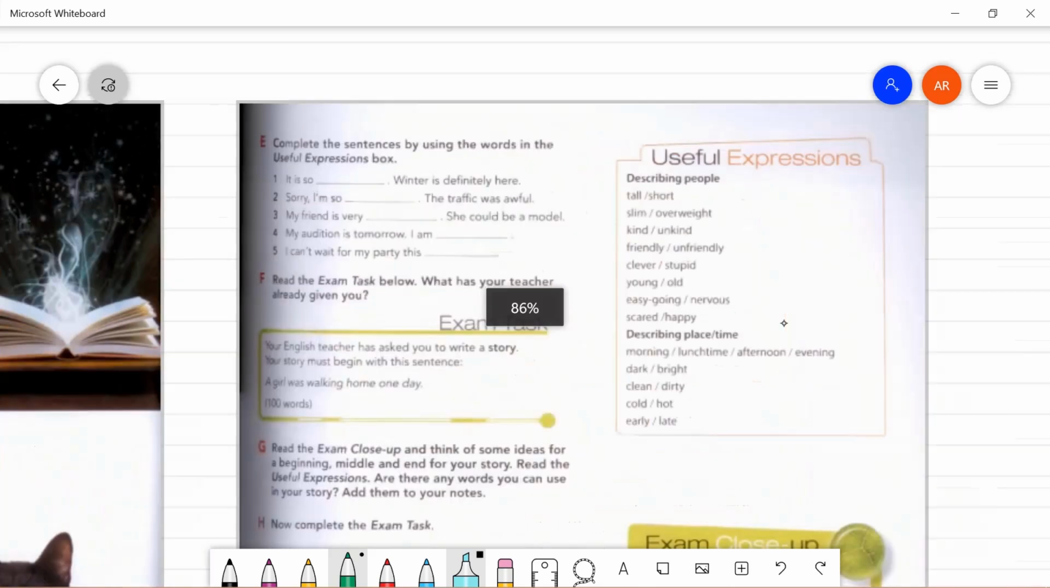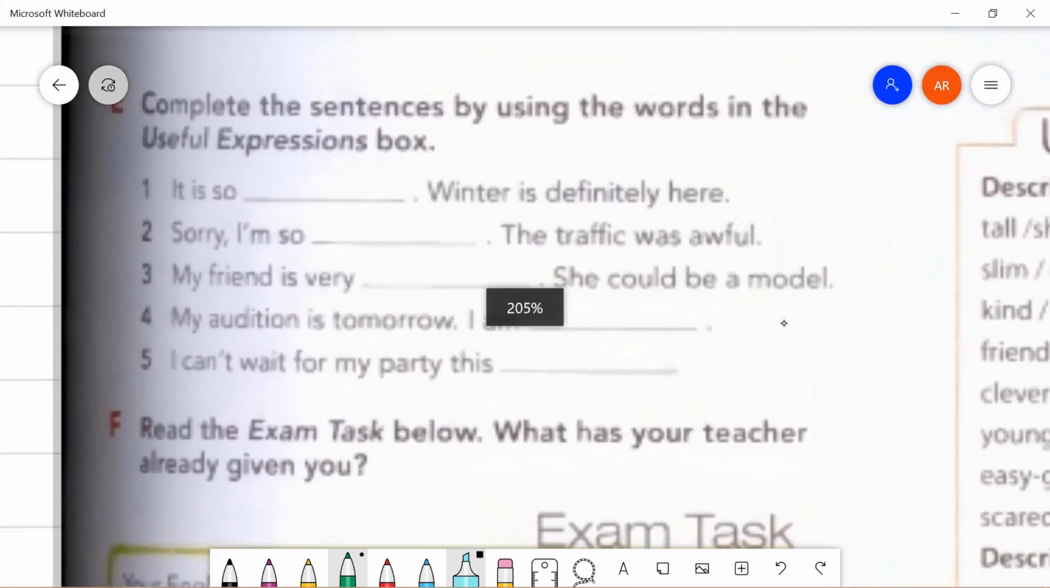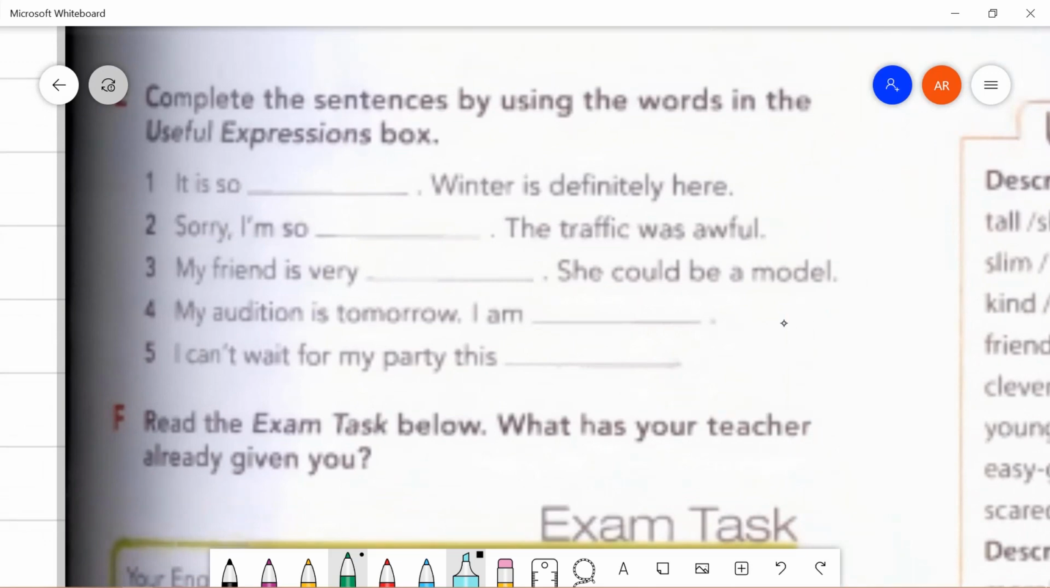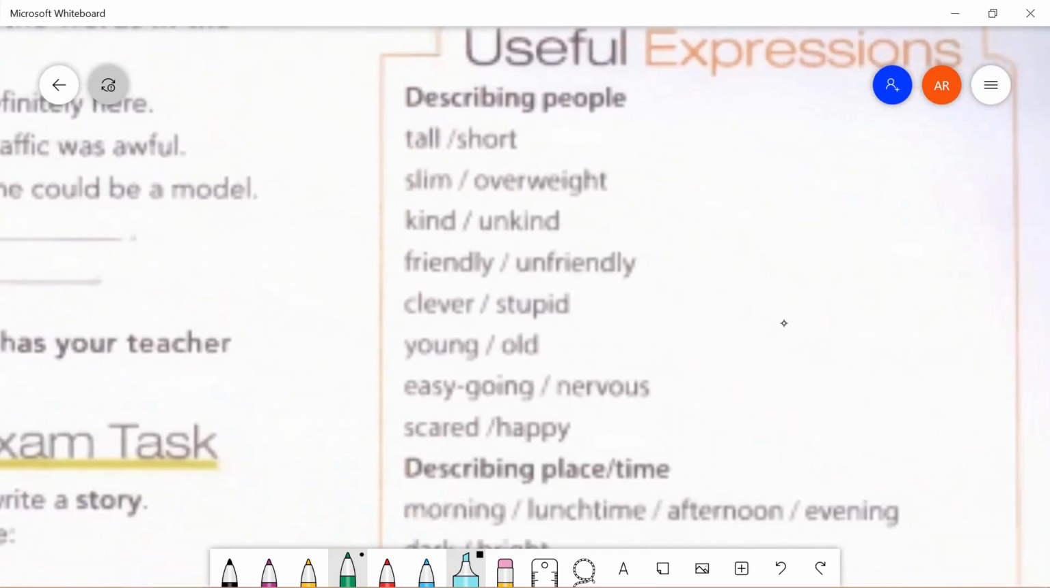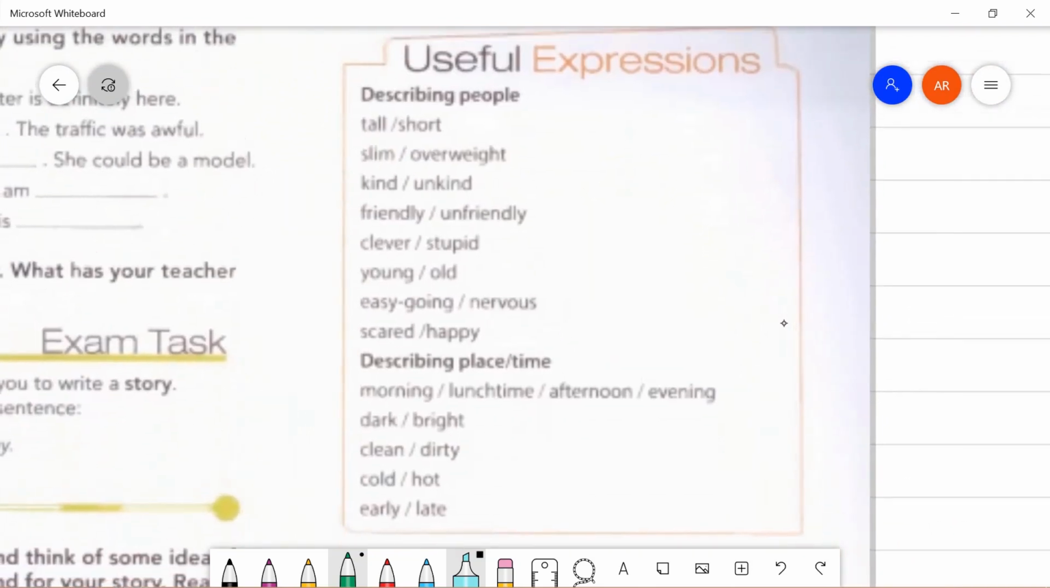Complete the sentences by using the words in the useful expression box. Where is the useful expression box? Oh, here it is. So these are the words. Let's look at the words one by one first. When describing people, we could use tall or short. Oh, these are the opposites.